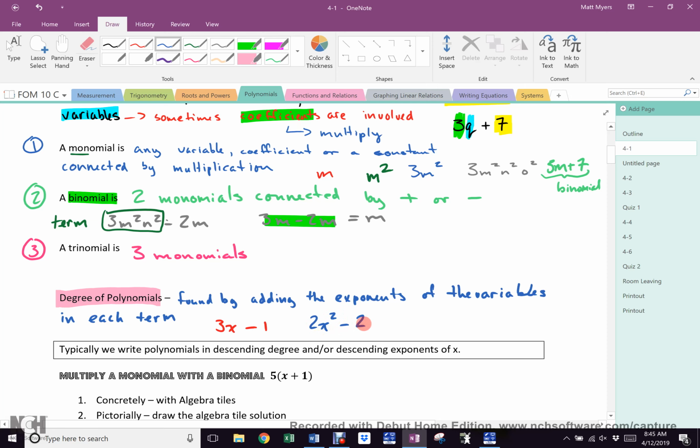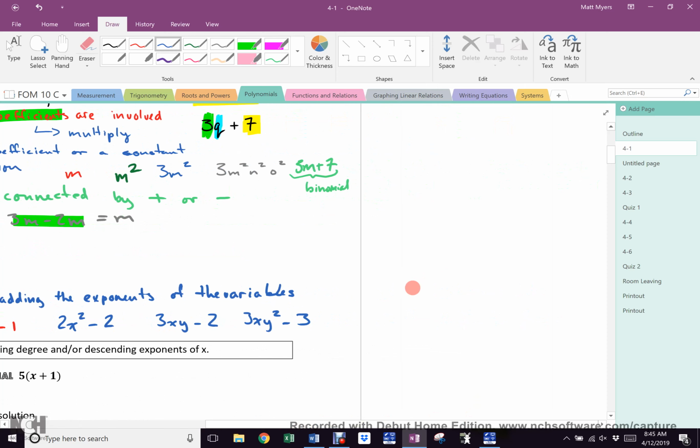That would be a second degree polynomial. Everybody still cool? Okay. 3xy. What would that guy be? A second degree polynomial. 3xy squared. What would that guy be? Third. Okay.